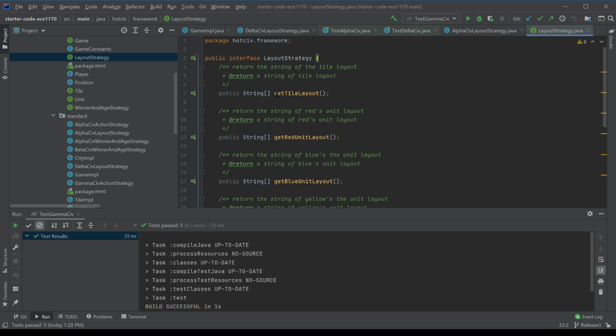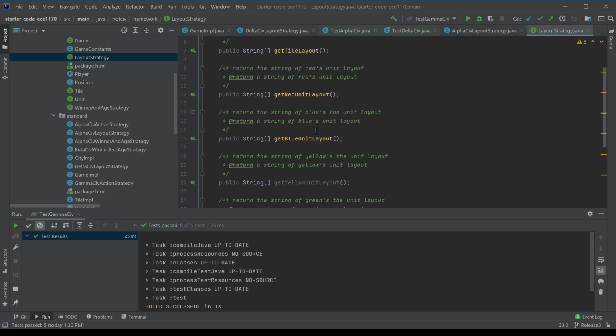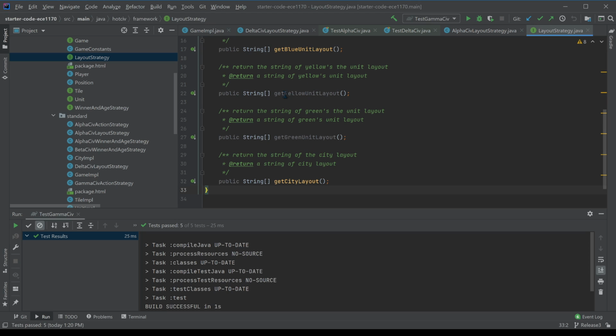And in layout strategy, you can either get the tile layout, get each unit layout, red or blue, and then I also had the yellow unit and green unit just for placeholders, but these are not necessary for AlphaSieve. And then you can also get the city layout.